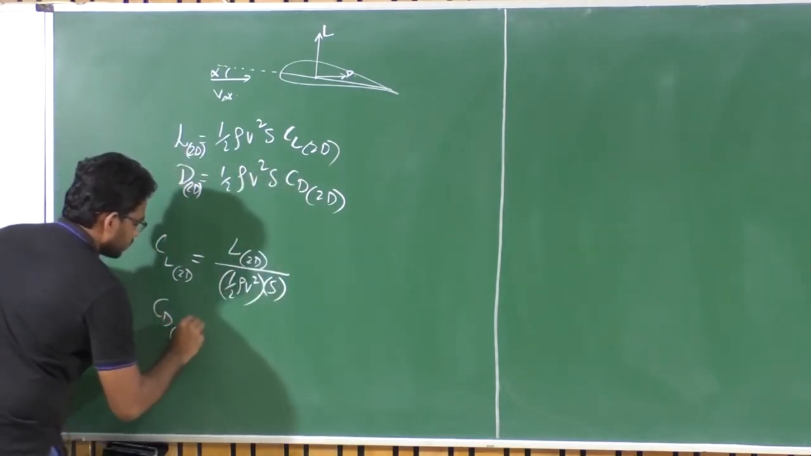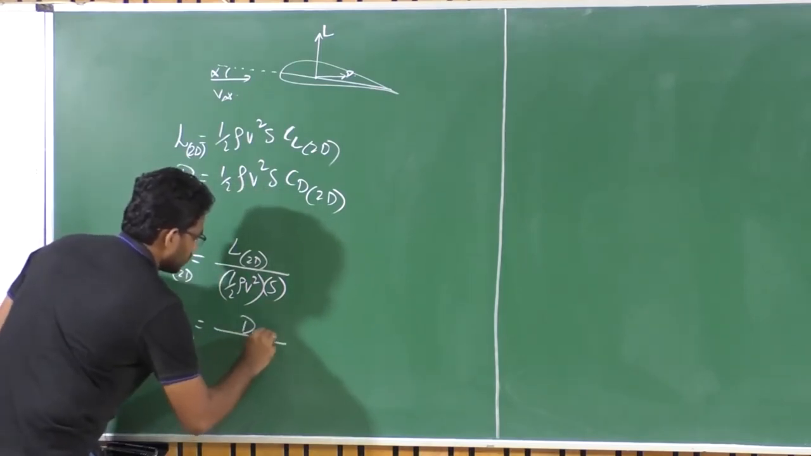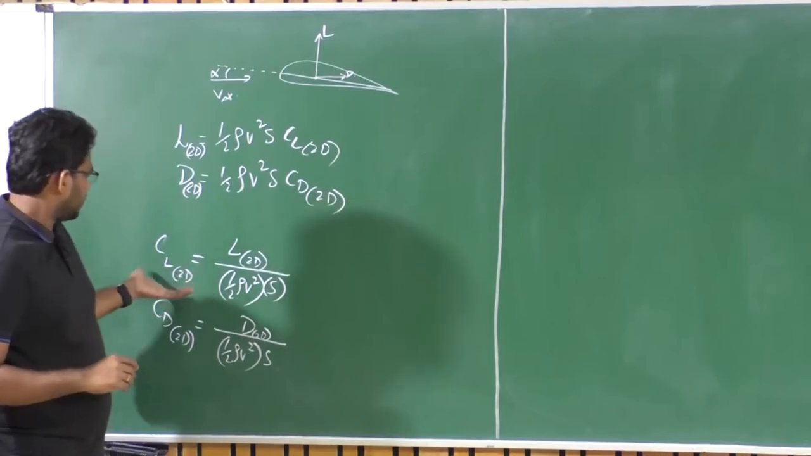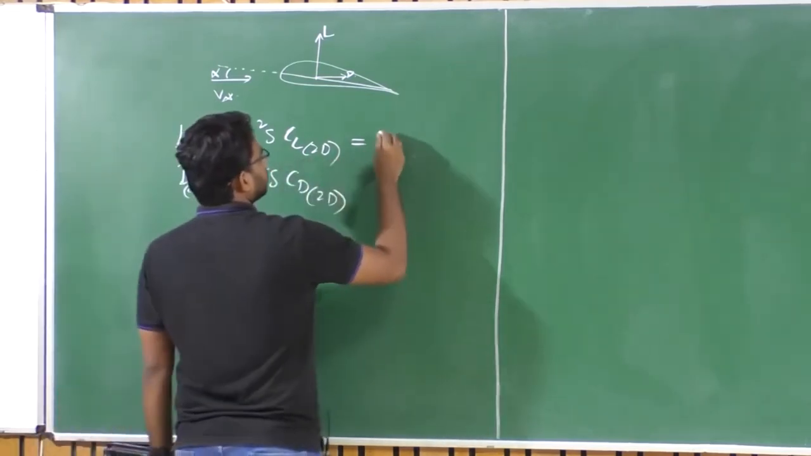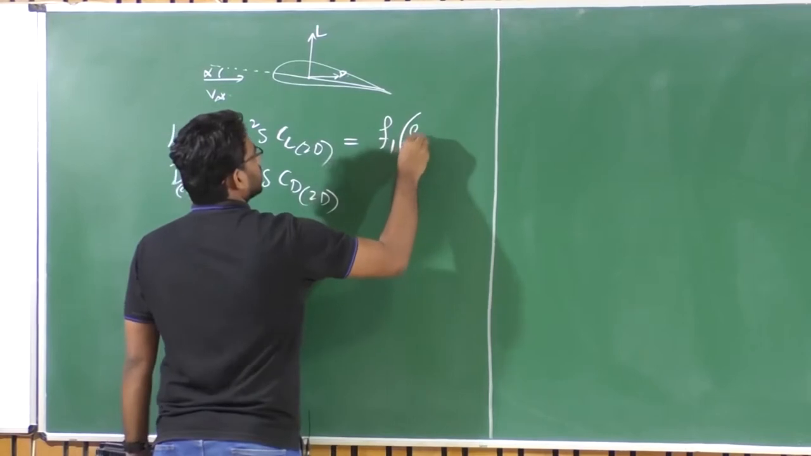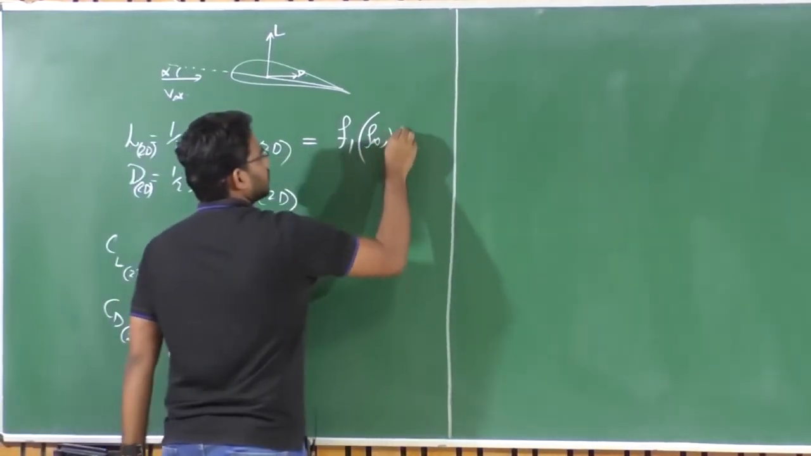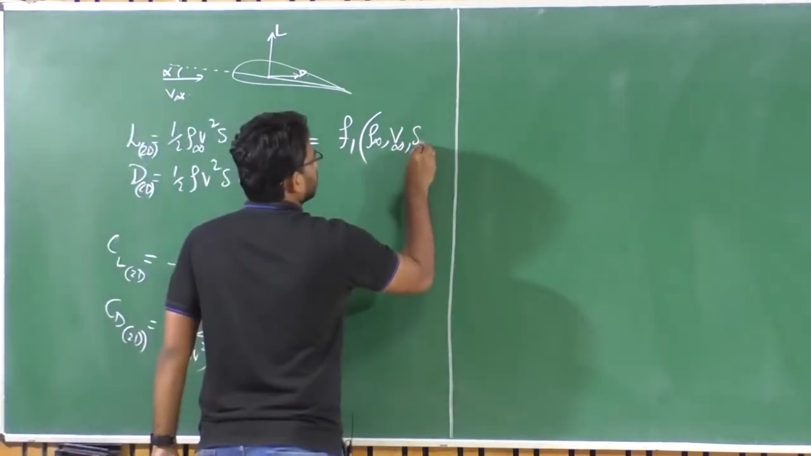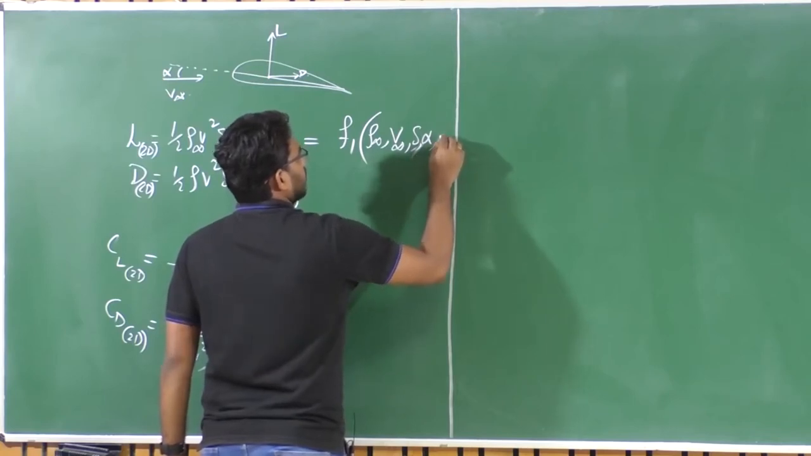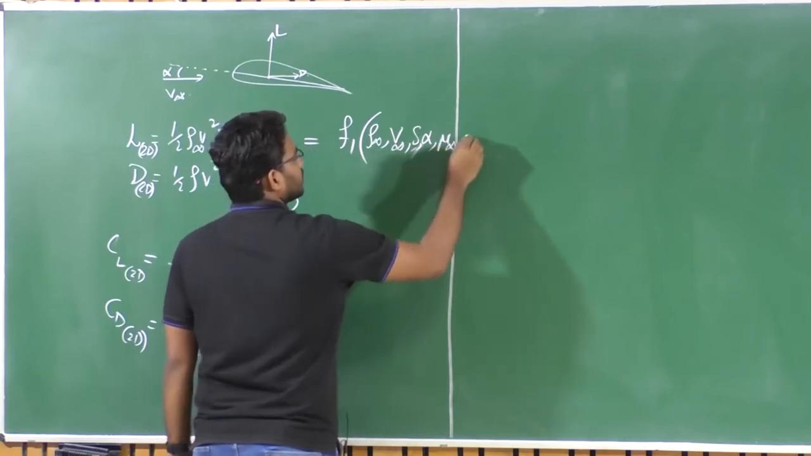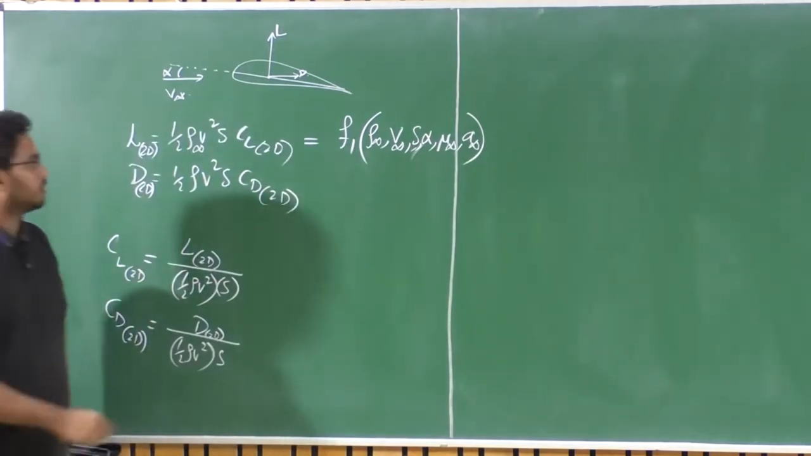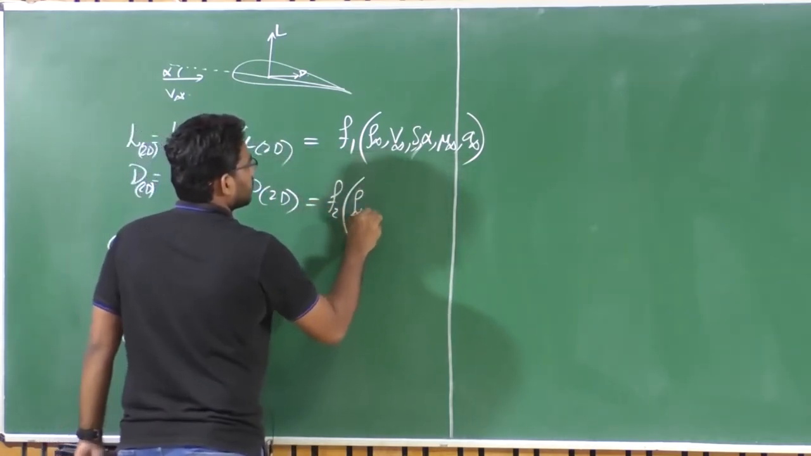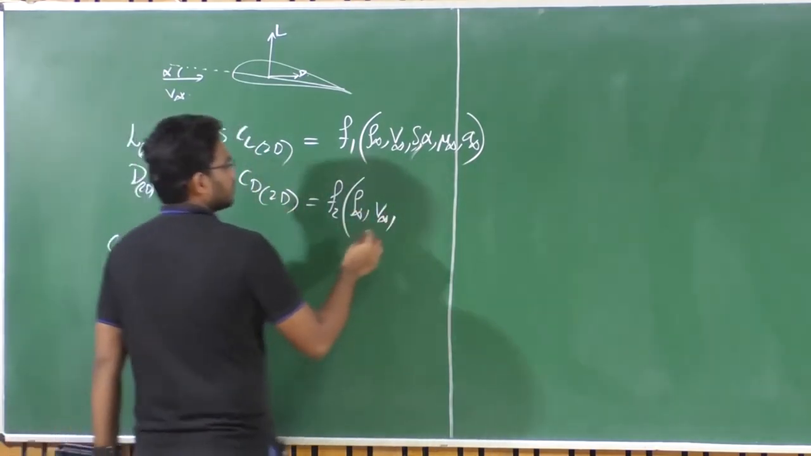At the same time, drag can be given by this expression, right? So, if you observe the CL, in the first place, lift is a function of density, rho infinity, and the free stream velocity, V infinity, and then the size of the lifting surface, as well as the angle of attack, and also the dynamic viscosity and the speed of sound, where mu infinity is the dynamic viscosity of air. We'll define it very soon. And let F2 be the drag, which is a function of these same variables.